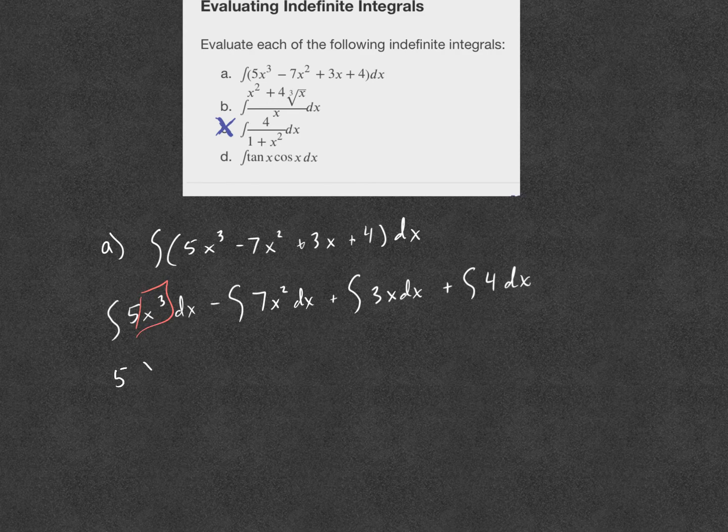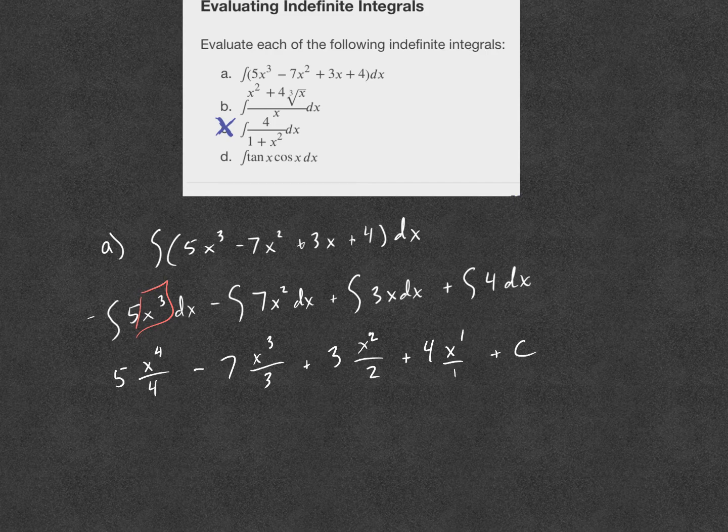X cubed, remember, add 1 to the exponent, divide by the new exponent. Minus 7 times x squared, add 1 to the exponent, divide by the new exponent. 3x to the first power, add 1 to the exponent, divide by the new exponent. Plus 4, there is no x there. It's x to the 0. Add 1 to the exponent, x to the first power. If you want, you can divide by the new exponent. The antiderivative of 4 is 4x, okay? Plus our constant, plus c.